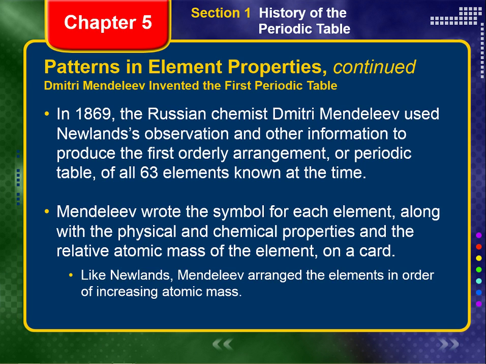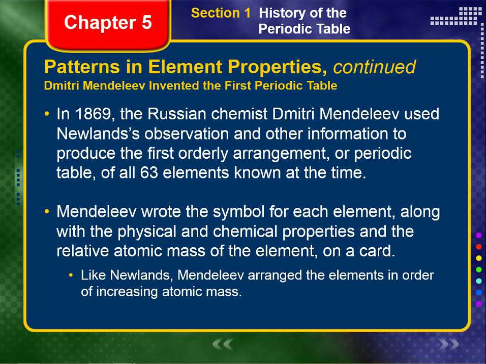In 1869, the Russian chemist Dmitry Mendeleev used Newlands' observation and other information to produce the first orderly arrangement, or periodic table, of all of the 63 elements known at that time. Periodic means happens in periods, regular repeating systems. Mendeleev wrote the symbol for each element along with the physical and chemical properties and the relative atomic mass of that element on a card, and that's how he arranged his table. He wrote everything down on cards and simply manipulated them in three-dimensional space until he found the pattern that made the most sense.